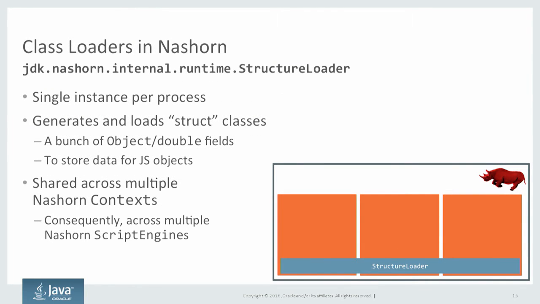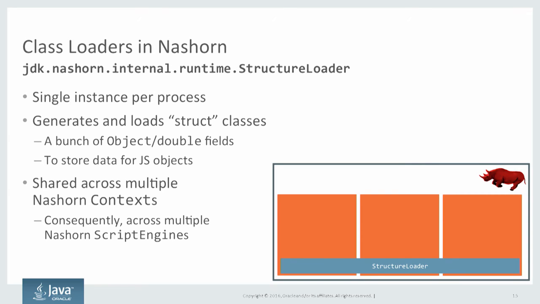Class loaders. There are three different kinds of class loader at play in Nashorn, and the first of them is the structure loader. There is a single instance of that one per process, and it's responsible for all the engines and all the contexts, consequently. The structure loader is responsible for managing the script object structures of all engines. It creates classes that can be instantiated, and the objects then have optimized layouts.